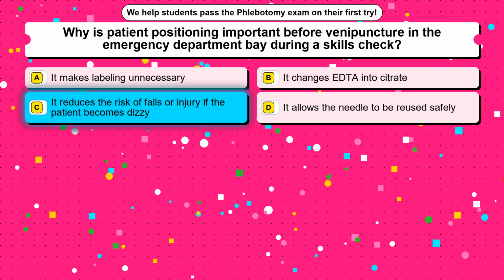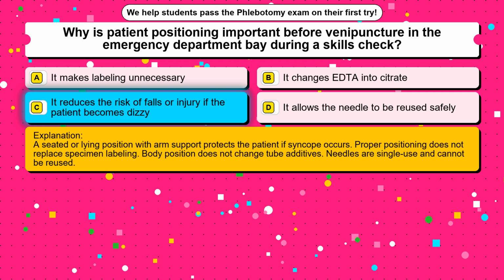The correct answer is option C. It reduces the risk of falls or injury if the patient becomes dizzy. A seated or lying position with arm support protects the patient if syncope occurs. Proper positioning does not replace specimen labeling. Body position does not change tube additives. Needles are single-use and cannot be reused.